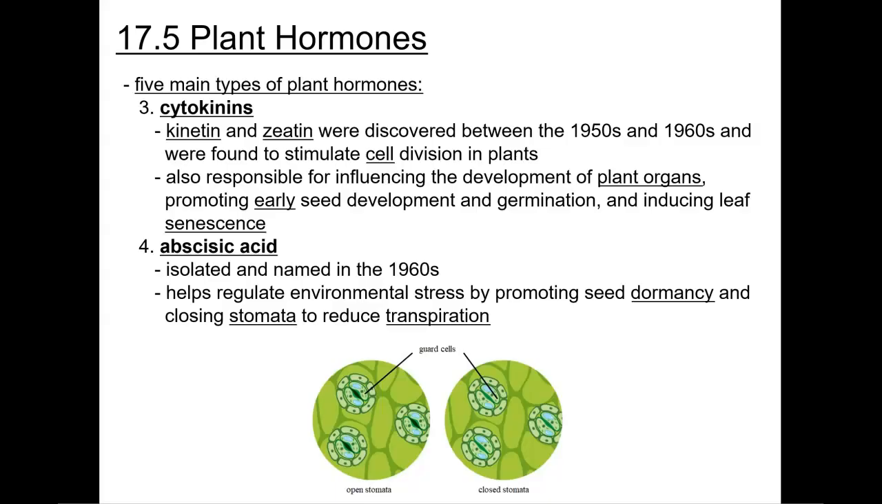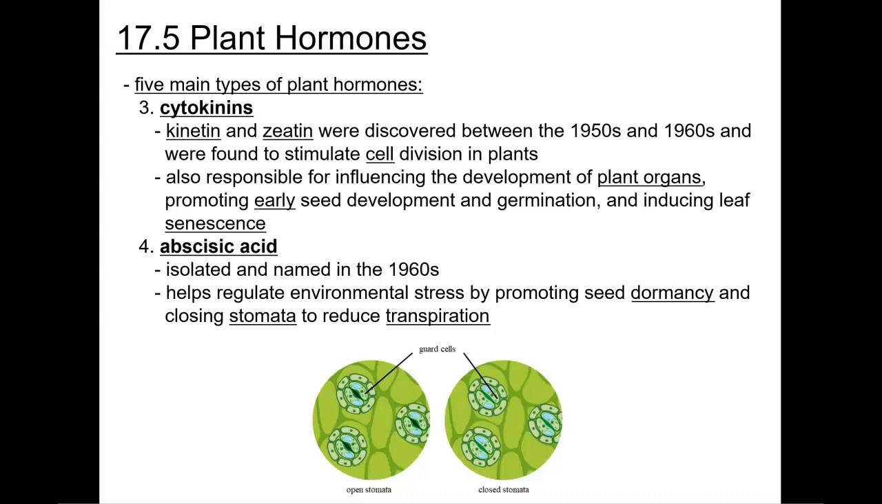The third type of hormone is going to be called a cytokinin. This is going to be kinetin and zeatin. These were discovered in the 1950s and 60s and were found to stimulate cell division in plants, so mitosis. Also, it's going to be responsible for influencing the development of plant organs and promoting early seed development and germination. It also induces leaf senescence.